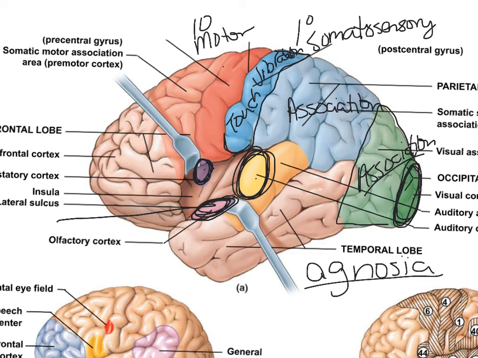Then we have an auditory association area right here. The auditory association area is going to, again, interpret what you hear. So it helps you to recognize words, right? If a person has damage to this area, then they're going to be able to speak, but it's going to sound like nonsense.